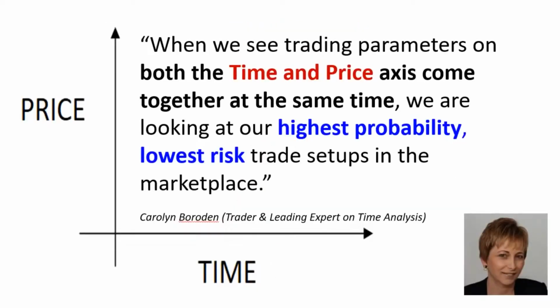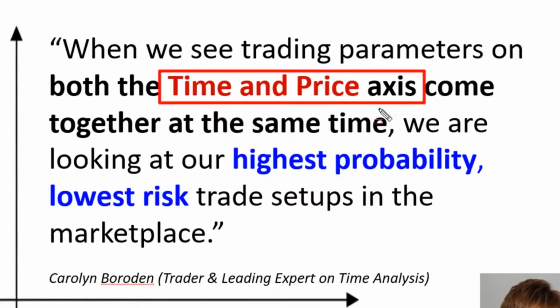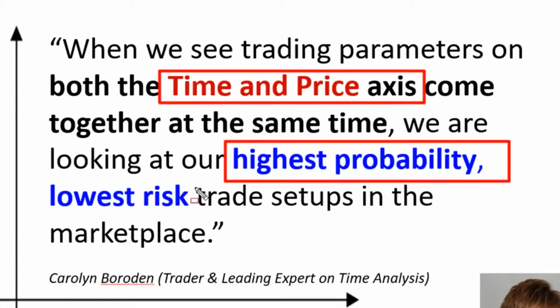And in case you're wondering, the theory behind this actually was put forward by a fantastic trader. Her name is Carolyn Borden, and she said this. She said, when we see trading parameters on both the time and price axis come together at the same time, we are looking at our highest probability, lowest risk trade setups in the marketplace. All right, guys, so what Carolyn's saying there is that we should not just be looking at the price axis, but both time and price to increase our probability, increase our odds and edge.